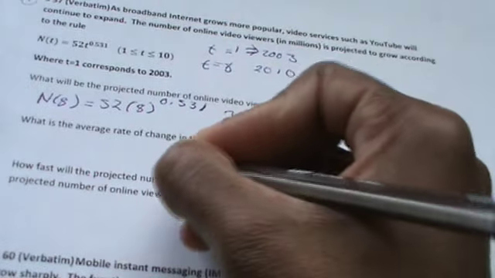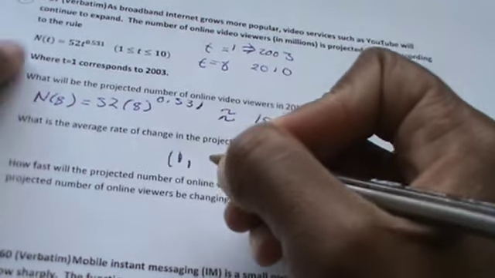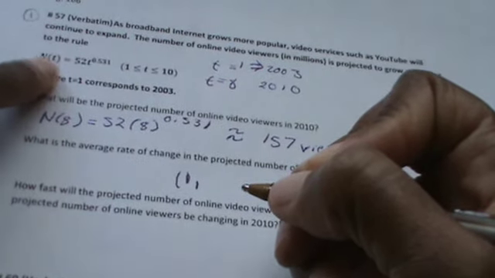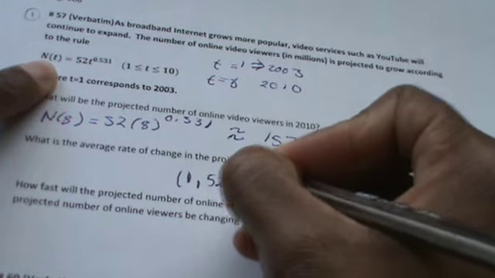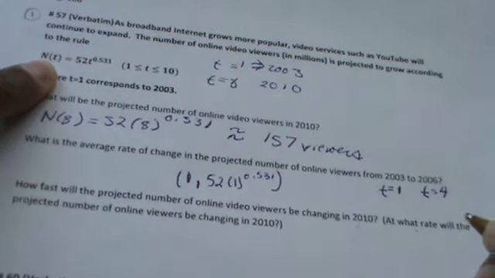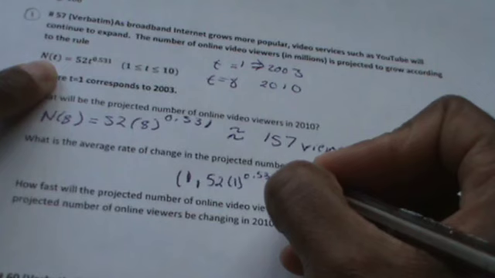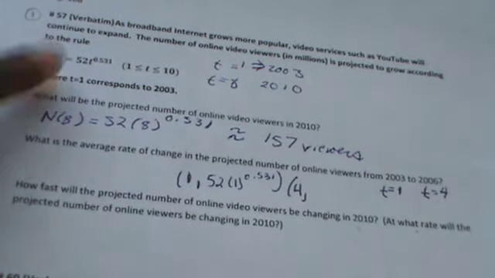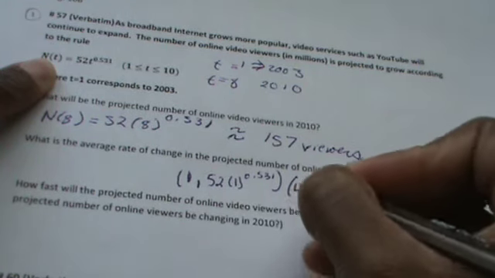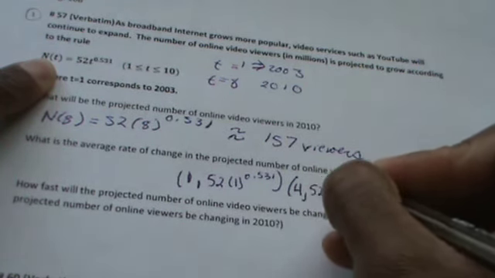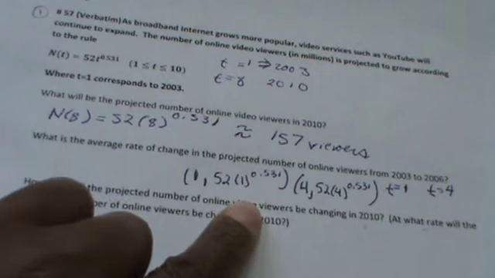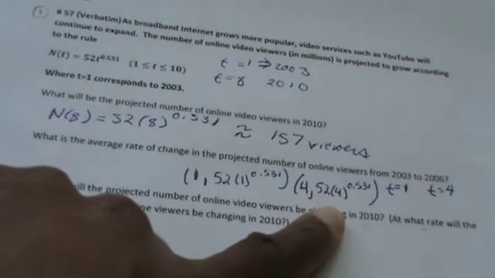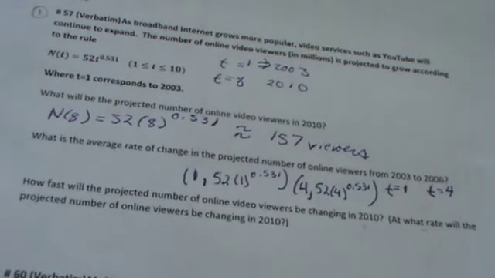So on the one hand, they have t equals 1. And then the y value that's associated with that, you'll notice I'm going back to the original function. So this is 52 times 1 to the 0.531, right? And then we also need to find out what happens for t equals 4. So t equals 4. And we're going back to our original function, which is 52 times 4 to the 0.531. Right? So t equals 1 and then the population associated with that, and t equals 4 and the population associated with that. And all we're going to do is what you did in high school, which was change in y over change in x.